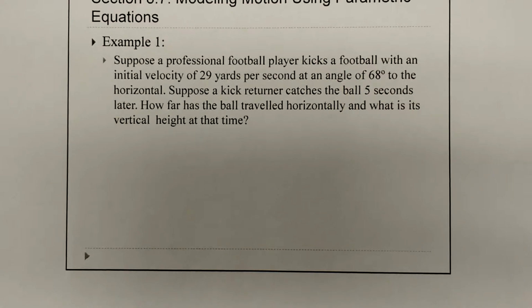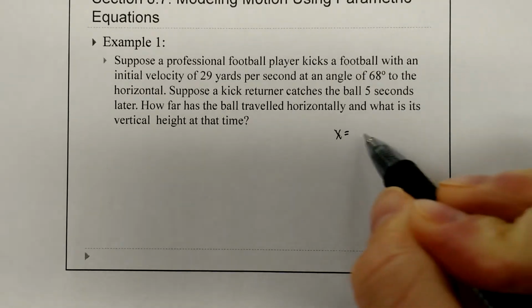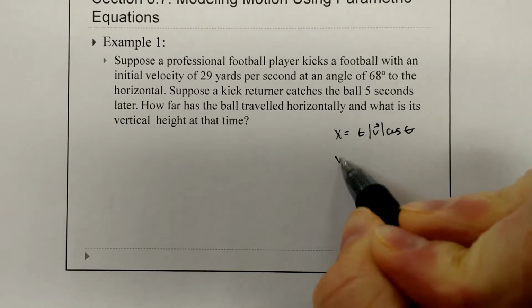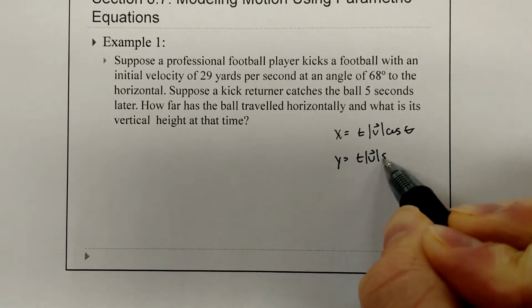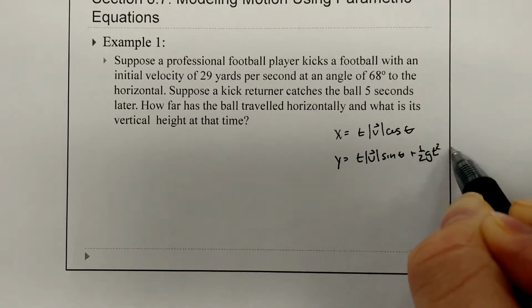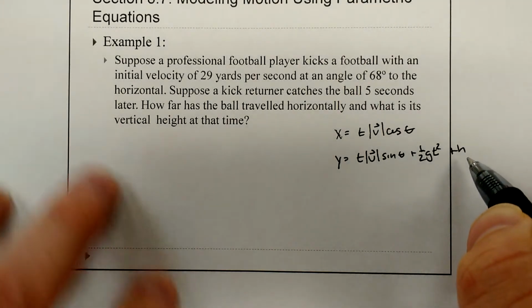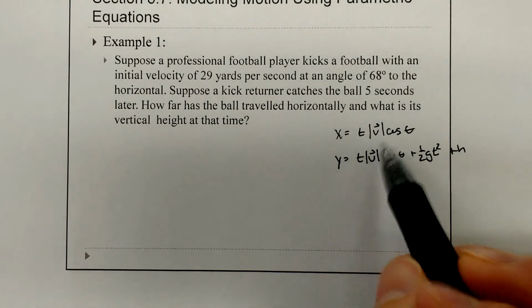So we have two equations. You have this one, x equals t v cos theta, and y equals t v sin theta plus 1/2 g t squared plus h. Now this h term is the starting height. Horizontally is in the x direction, so we're going to use the x equation.